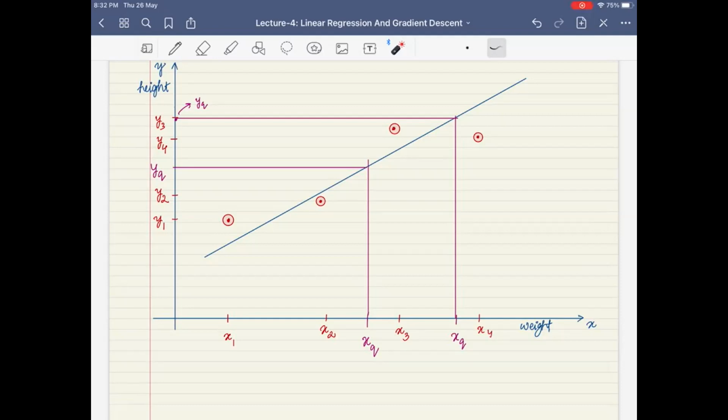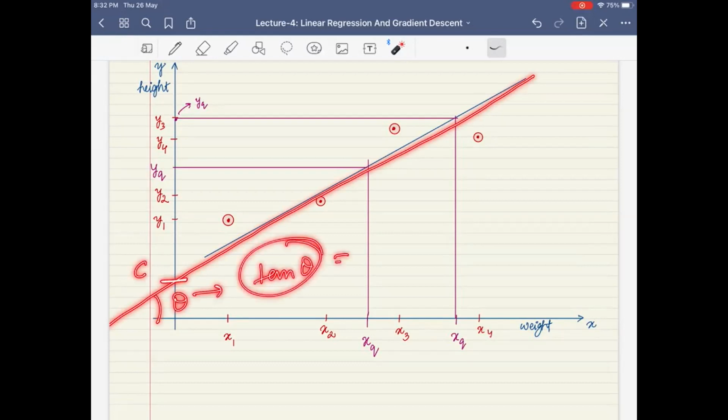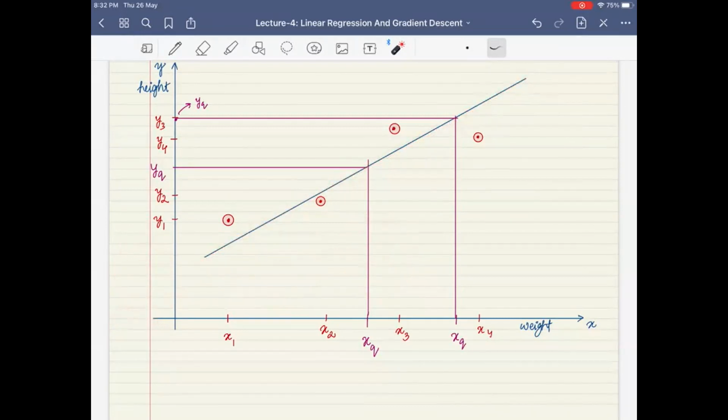Again, let me just repeat myself. For this line, this is the intercept, this is c, and this angle is theta. So tan of theta is your m. You need to find this m and this c to find this best line. I hope this is fine.